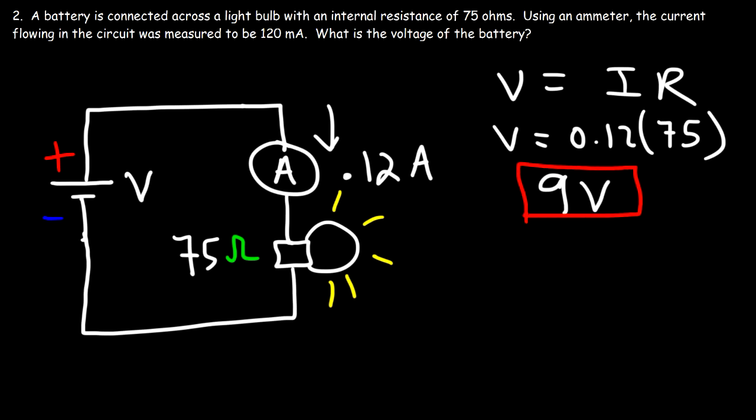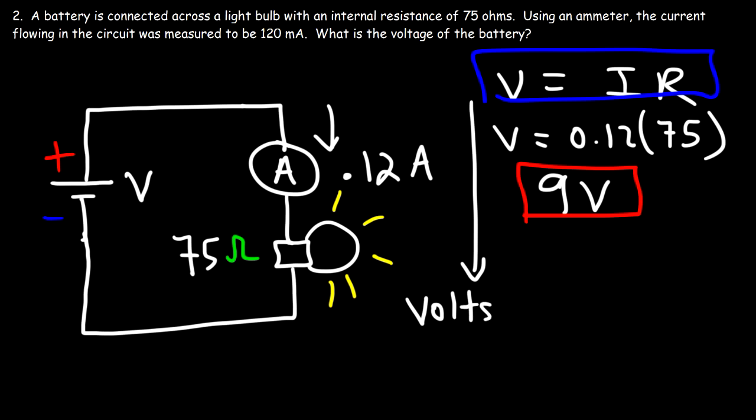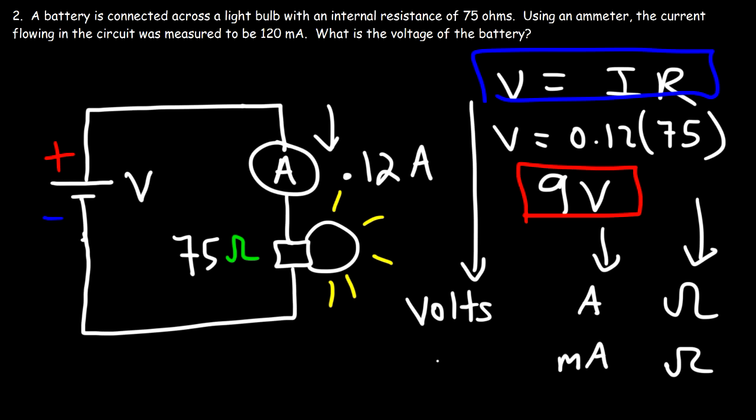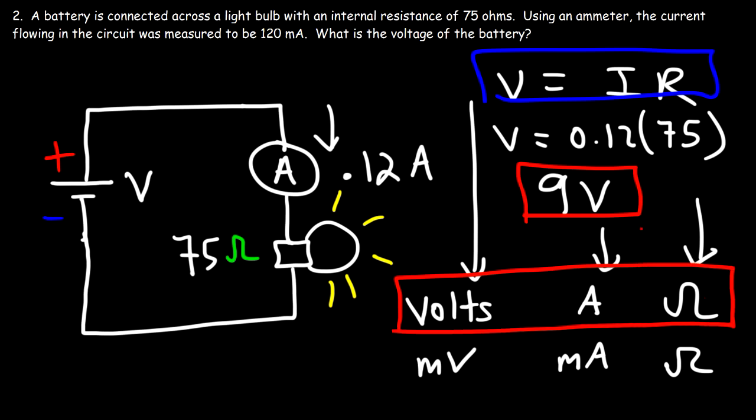So whenever you're using Ohm's law, just remember, if V is in volts, then the current has to be in amps and the resistance has to be in ohms. If the resistance was in ohms, but you plug in milliamps instead, then this will give you millivolts. So you have to be careful when you're using different units, but just to be on the safe side, use volts for V, amps for the current, and ohms for the resistance.